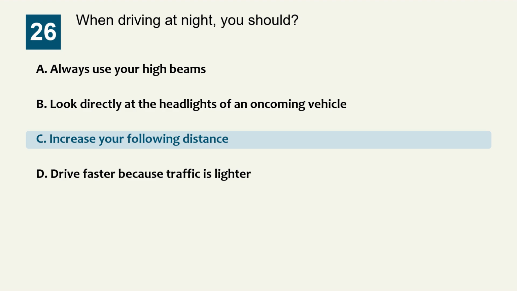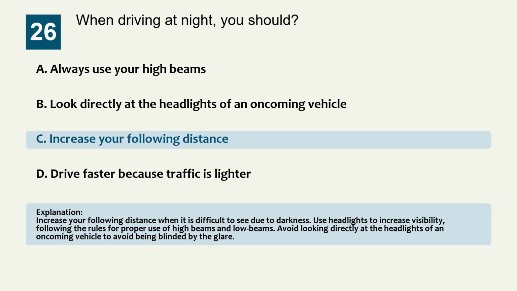The correct answer is option C. Increase your following distance. Increase your following distance when it is difficult to see due to darkness. Use headlights to increase visibility, following the rules for proper use of high beams and low beams. Avoid looking directly at the headlights of an oncoming vehicle to avoid being blinded by the glare.